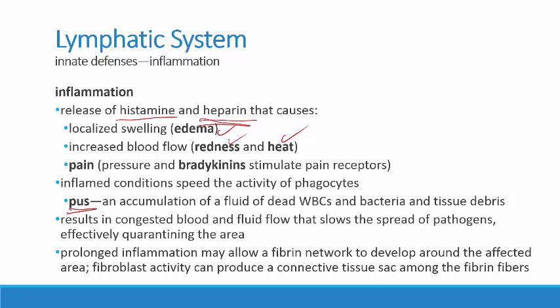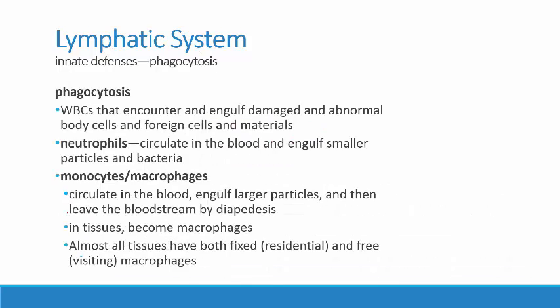So that's that network of fine protein fibers, and so we can get a fibrin network, like the beginnings of a tissue, to begin to develop around the affected area, and then fibroblasts will move in, and they can start producing connective tissues among the fibrin fibers, and so eventually a little cyst can form with a connective tissue capsule around it. Okay, so that's inflammation. Let's move on to the next of the secondary defenses or second-line defenses, and that's phagocytosis.